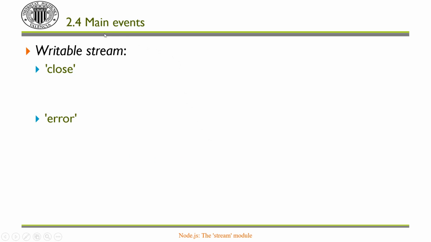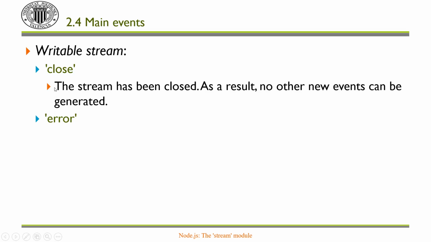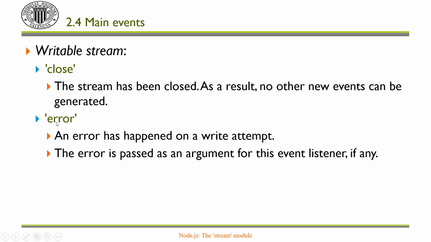In regard to the main events for writable streams first, they are close and error. Close notifies that the stream has been closed. As a result, no other new event will be raised on that stream. Error simply notifies that an error has happened on a write attempt. The error is passed as an argument for the corresponding event listener, if there's any.